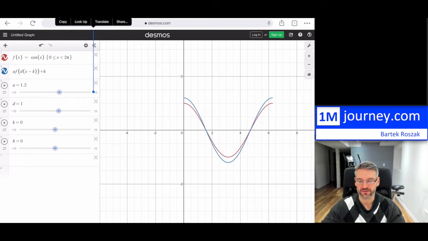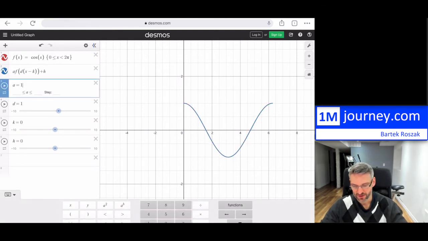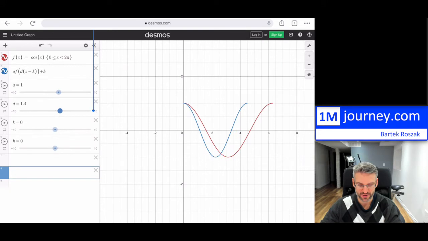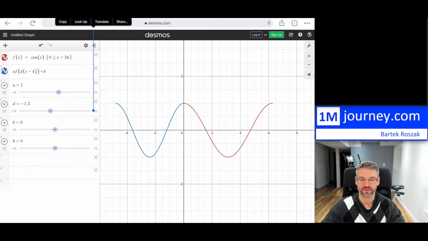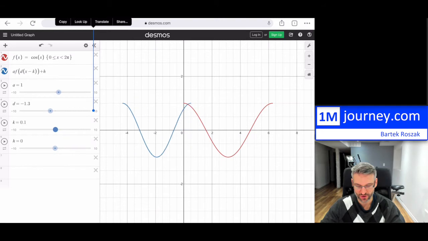Now with the D, it's the same thing. If I go to D, it's going to compress it or stretch it and then reflect it depending on if it's positive or negative. So here, if it's negative, notice the whole thing reflects over, which is pretty neat. And then the K shifts it to the right, to the left, and then up or down, and this is exactly what you see.